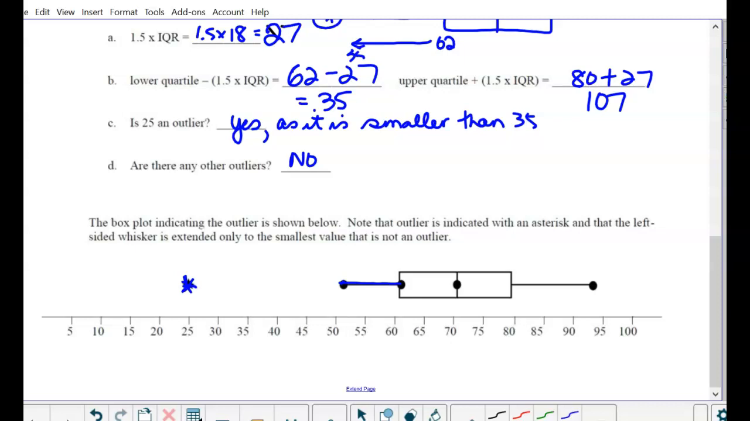So that's something you will have to remember, is to check for an outlier. You take the interquartile range and multiply by 1.5, add it to quartile 3, and subtract it from quartile 1 to check.